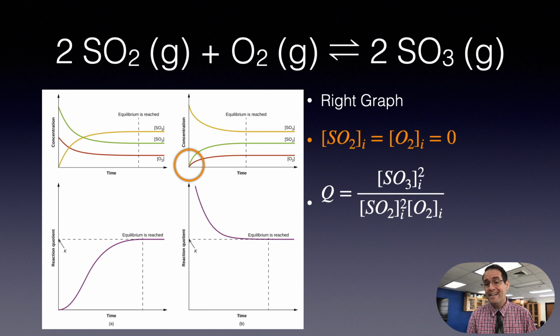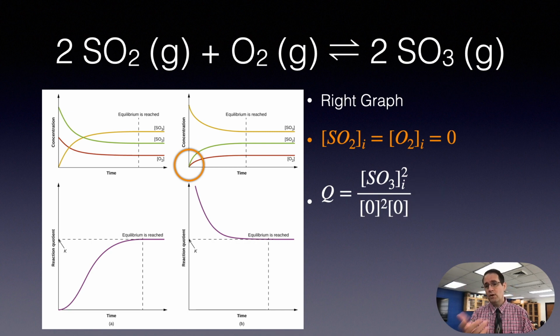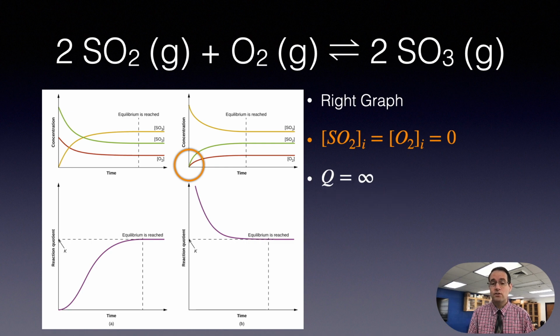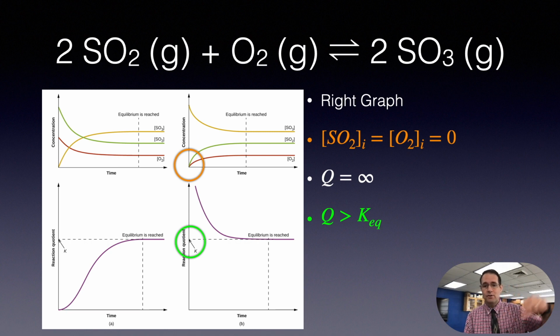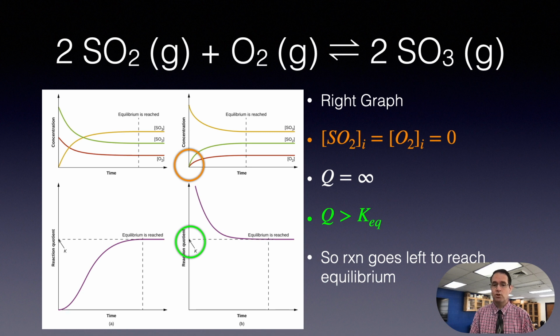So let's go ahead and calculate Q. Q is products over reactants. Now we don't know what the other concentration is, but we're dividing by 0 squared times 0. Whenever you divide by 0, you're going to get infinite on your calculator. And so Q is infinity. Q is definitely greater than KEQ. You can see how that Q is like asymptotic. It's off the graph because it's so big. It's infinite, okay? So if Q is greater than KEQ, which way does the reaction go to reach chemical equilibrium?